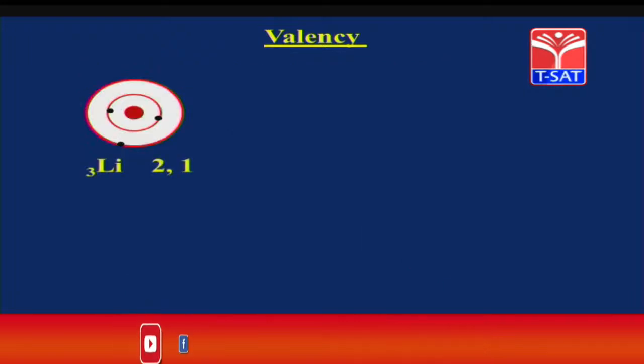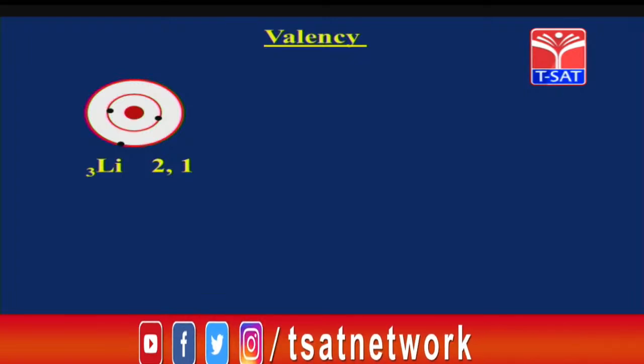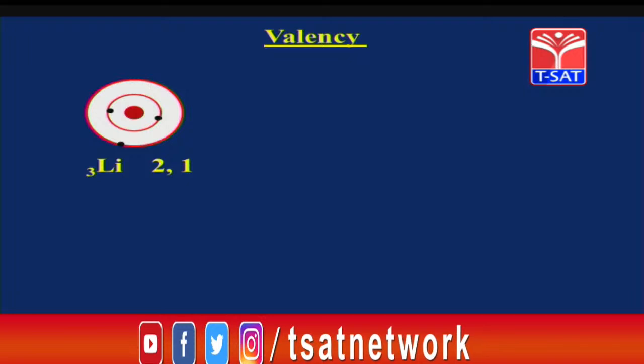The lithium element's atomic number is 3 and its electron distribution is: first shell 2 electrons, second shell 1 electron. The second shell is the outermost shell. The number of electrons present in the outermost shell are the valence electrons. Here the valence electrons for a lithium atom is 1. This value is less than 4. So the valency, the combining capacity, of lithium is 1.